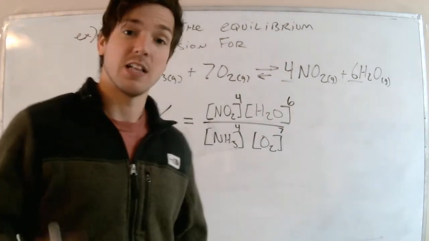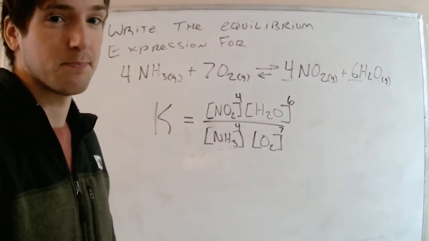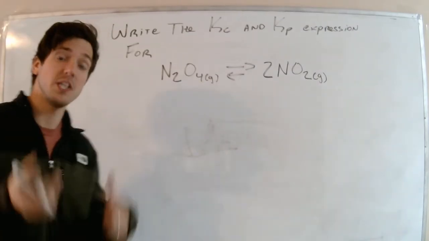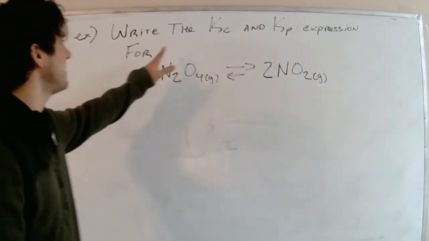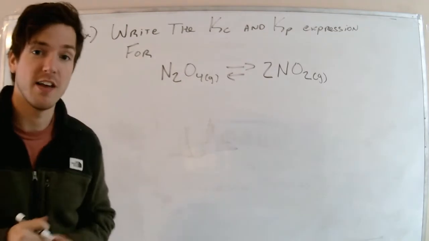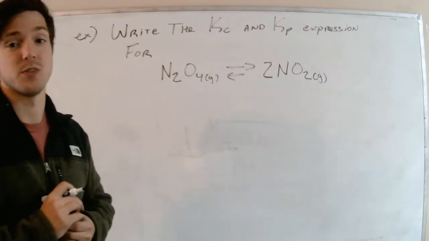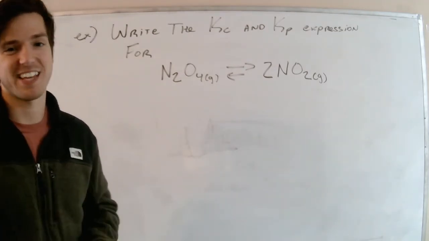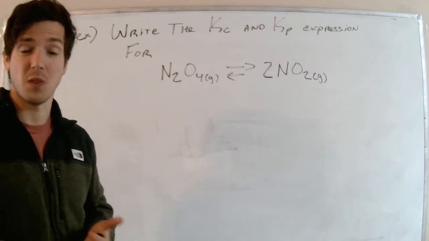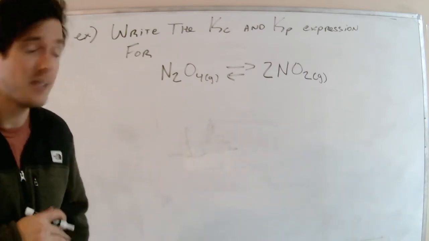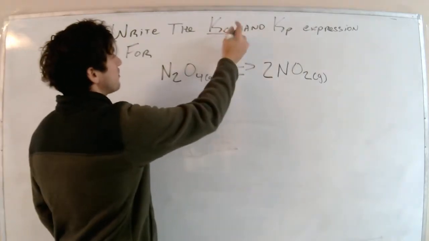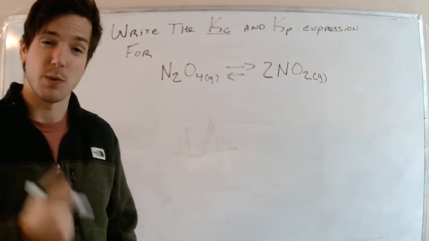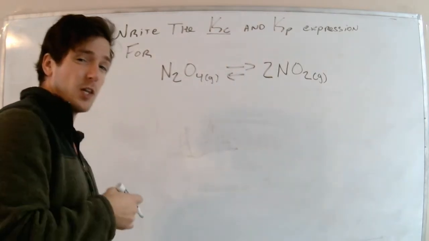That is it. Let's do a couple more of these. All right, so here I'm asking you to write the Kc and Kp expression for N2O4 to 2NO2. Kc and Kp, that's just the same thing as the equilibrium expression, except one is going to be put in terms of concentration. That's what Kc stands for, which is what we did in our last example.